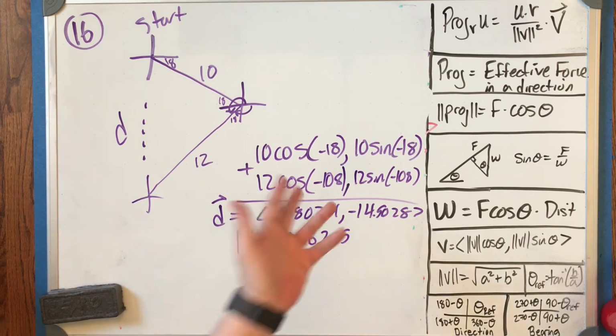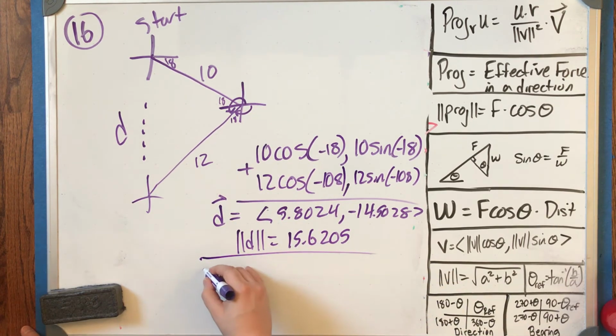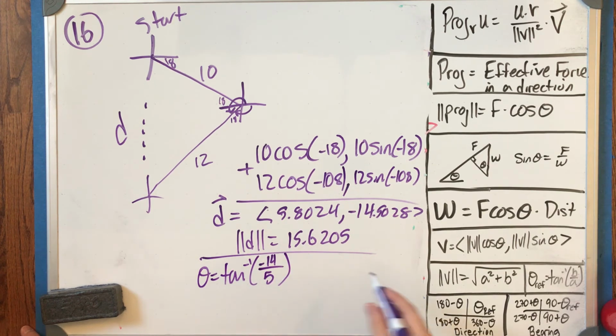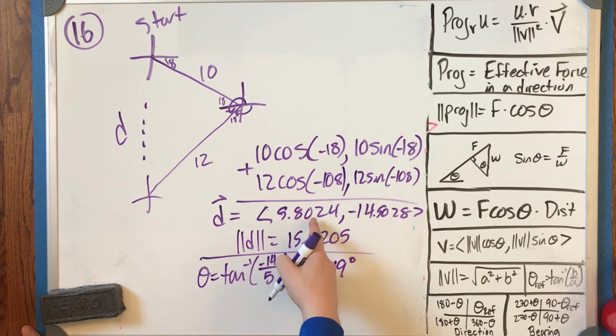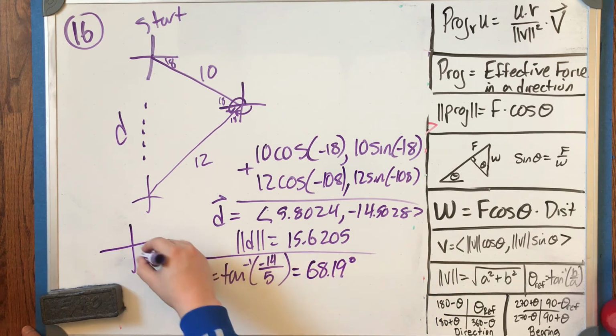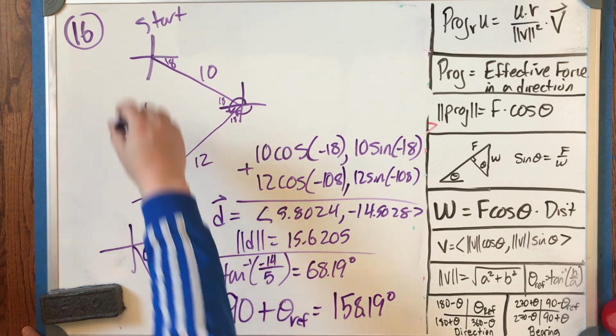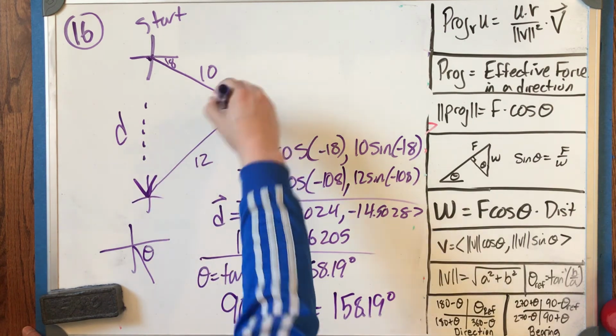Now I need to figure out what the bearing would be. So theta is tan inverse of the y value over the x value, again using real values, don't round here. I would get negative 68 point something. I'm going to make it positive 68.19. Positive x, negative y means that we are in the fourth quadrant. So here is theta. The bearing is 90 plus that reference angle, which is 158.19, the bearing from the start to the end, because that's the way these vectors are pointing.